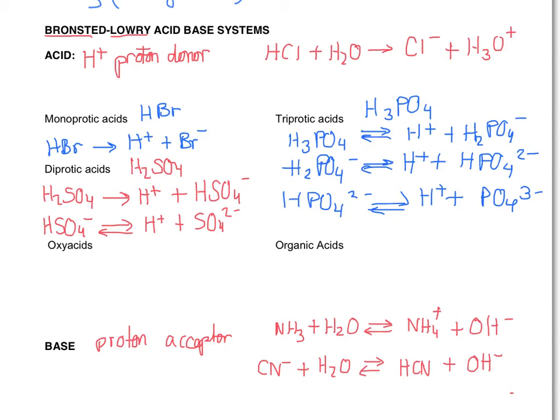Oxyacids just mean that they have oxygens in them. So, for example, H2SO4 and H3PO4, both of these would be considered oxyacids because they have oxygens in them. Organic acids are the ones that have carboxylic acid groups.